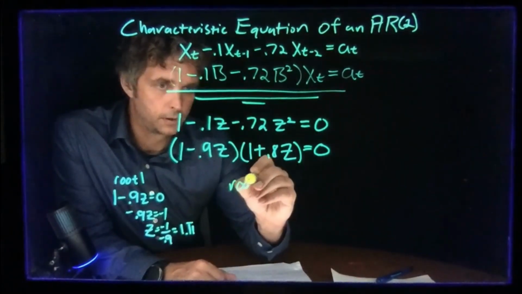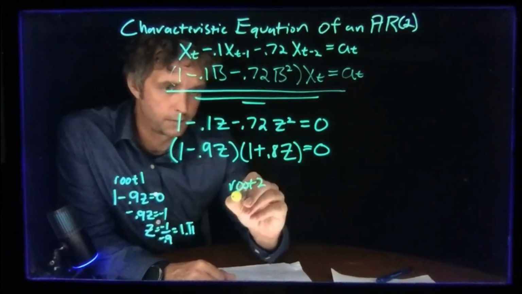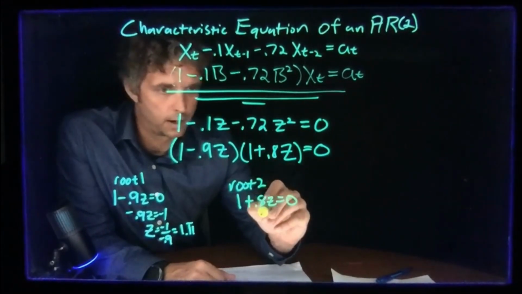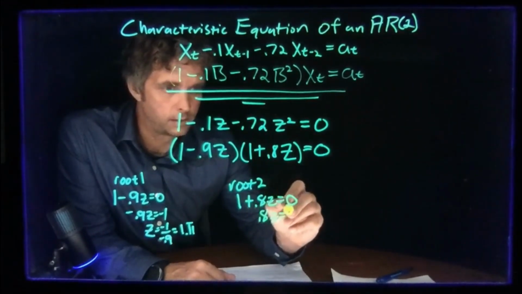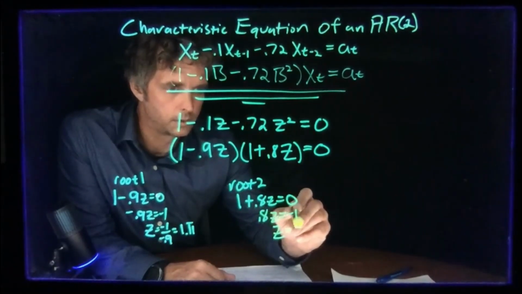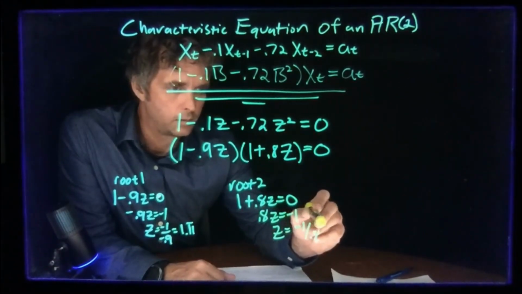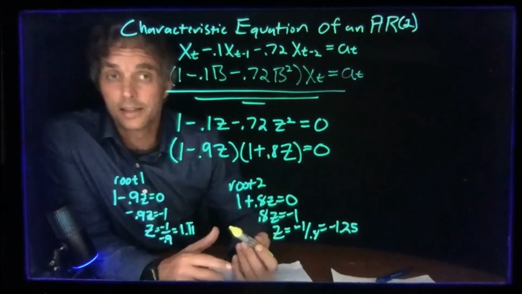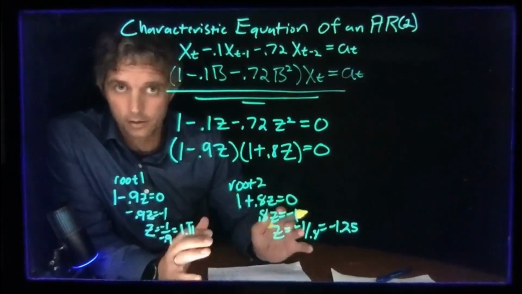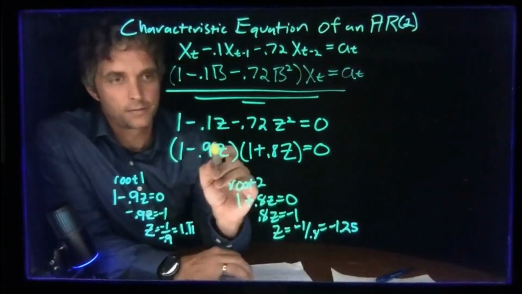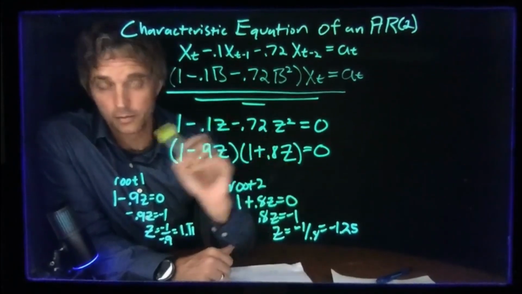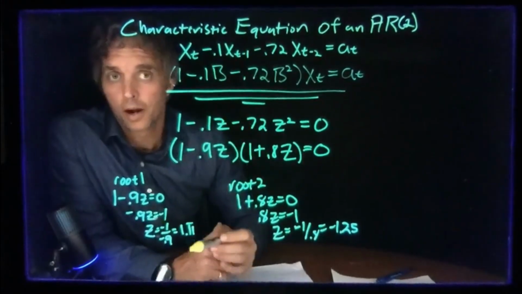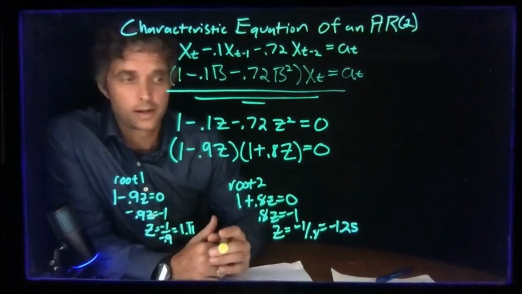So root 2 here would be, from this factor, 1 plus 0.8z equals 0, and we've got 0.8z equals negative 1, z equals negative 1 over 0.8, which equals negative 1.25, which is again bigger than 1 in absolute value. It is outside the unit circle, and thus this factor is associated with stationary behavior. This factor has roots outside the unit circle, associated with stationary behavior. So this whole model represents a stationary process.